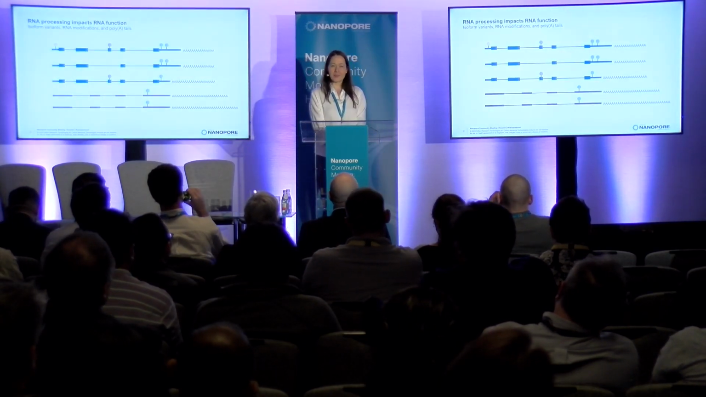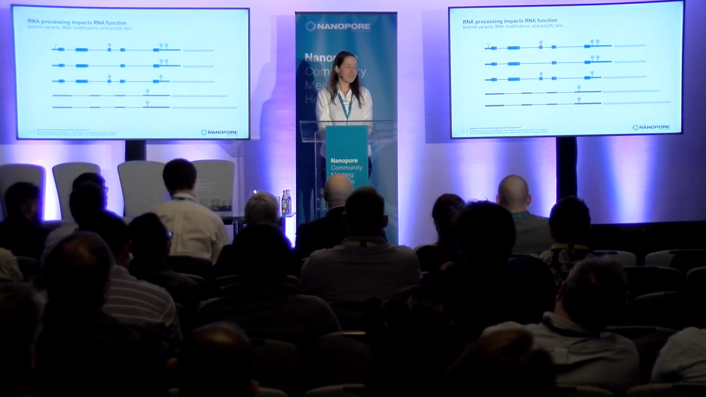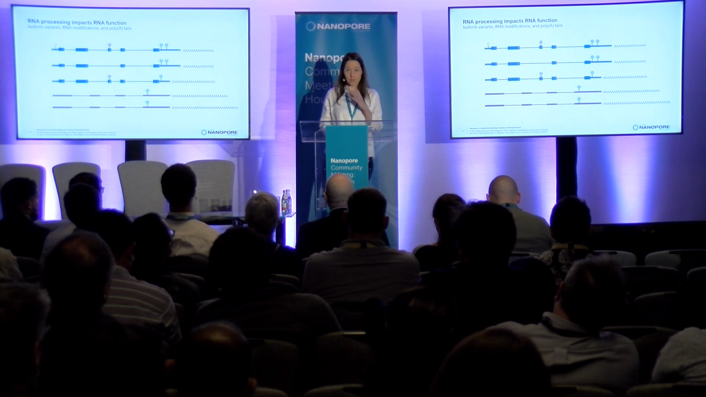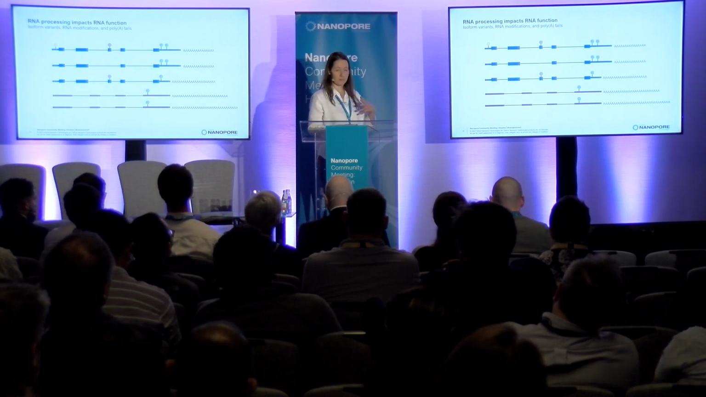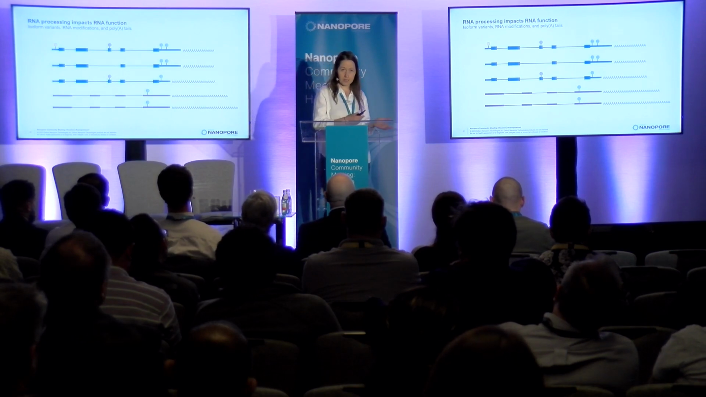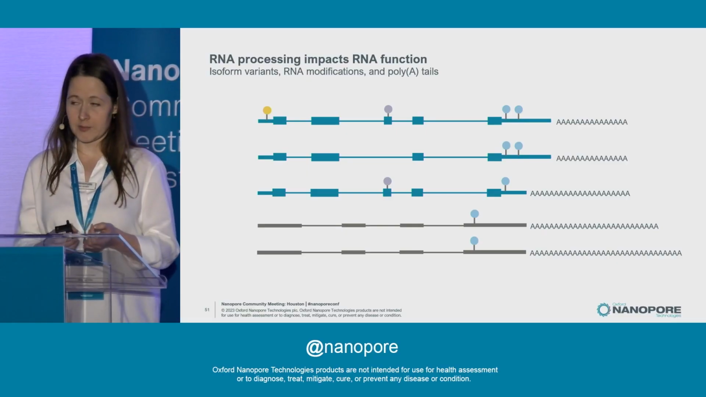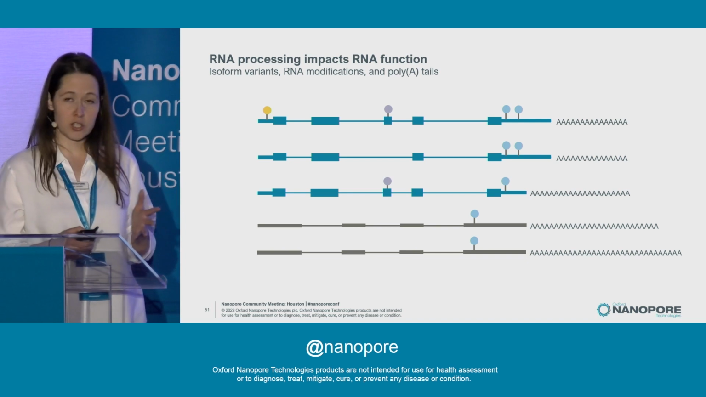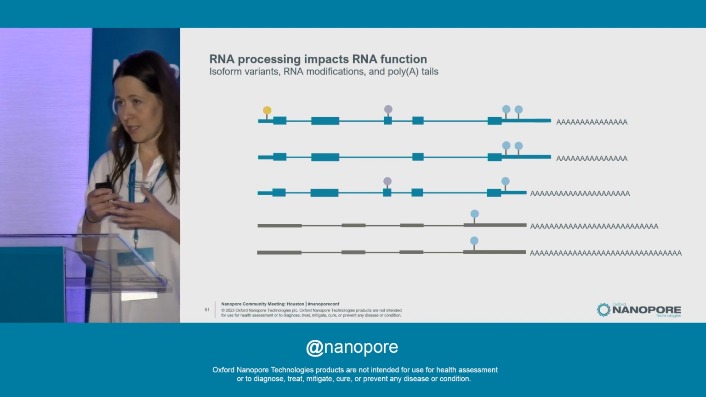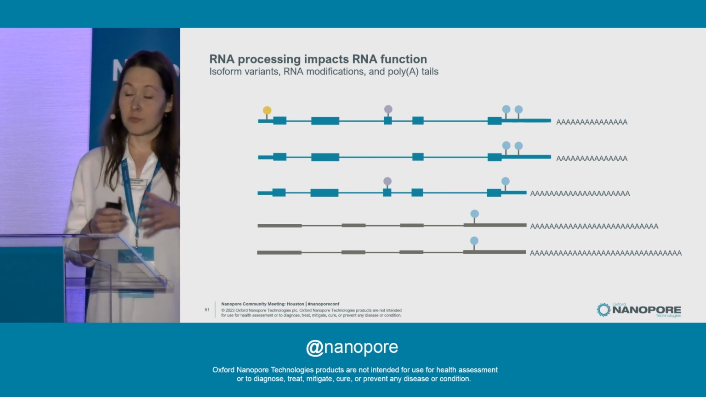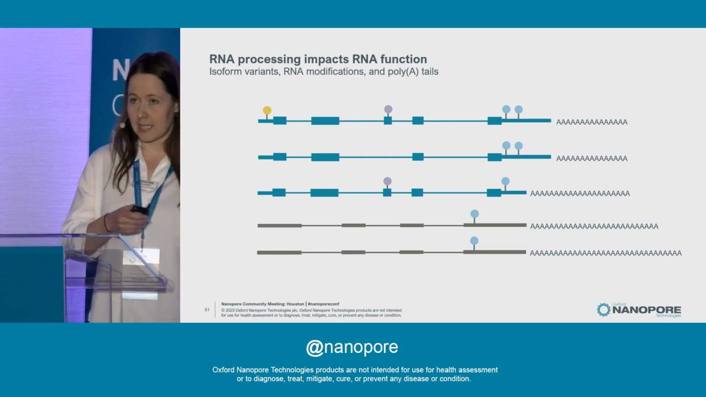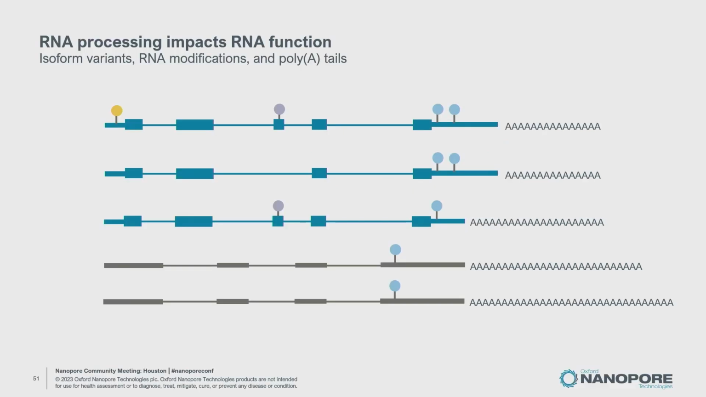So, as you all well know, transcriptomes are very complex. There can be tens or even hundreds of transcript isoforms made from a single gene through alternative transcription start site and termination site usage, as well as alternative splicing. In addition, RNA bases can be modified by writer and eraser enzymes, and most transcripts also get a poly-A tail of variable length added to their 3' ends.